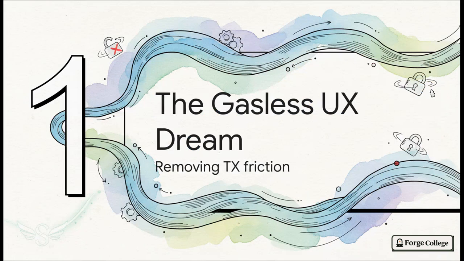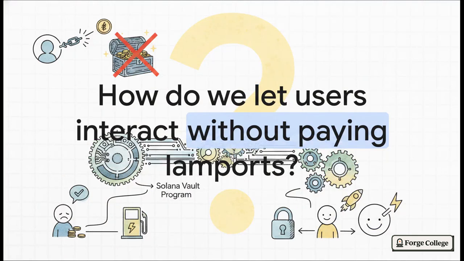All right, Section 1, the gasless UX dream, removing friction from the blockchain. So, here's the core problem we're trying to solve. Users absolutely hate paying transaction fees just to interact with smart contracts. It's easily the biggest roadblock to mass adoption.